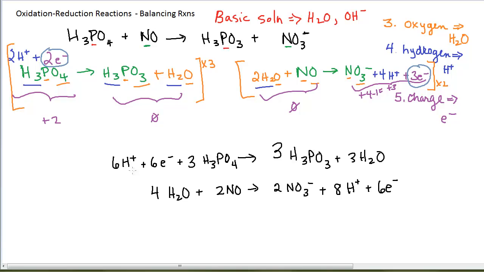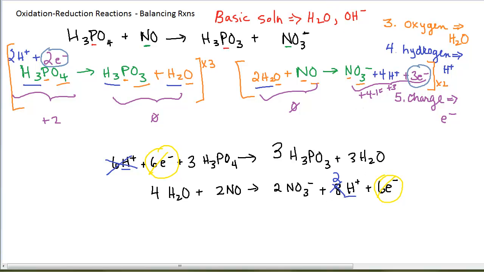Okay, at this point you have to have the same number of electrons on both the right and the left, and they have to cancel. You also want to watch for any H pluses on both sides or waters on both sides. Let's take care of the H pluses. I have 6 H pluses on the left, 8 H pluses on the right, which means 6 of them cancel, so that I'm left with 2 on the right.